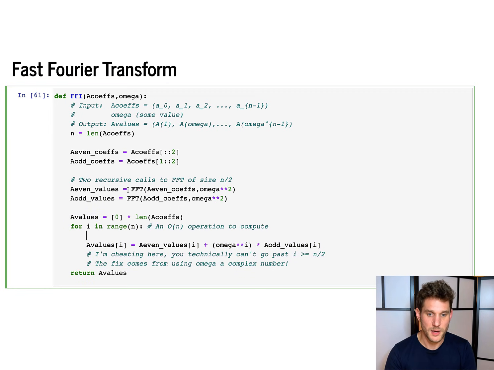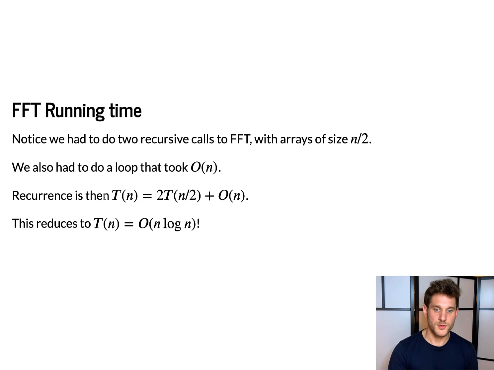So if T of n is the running time of this algorithm, I have a T of n over 2 instance, another T of n over 2 instance right here, and this O of n step, this O of n loop right here. If you look at T of n equals 2T of n over 2 plus O of n, we've actually seen that recurrence before. That's the same recurrence for merge sort, and you end up getting a running time of T of n equals O of n log n, which is very cool.